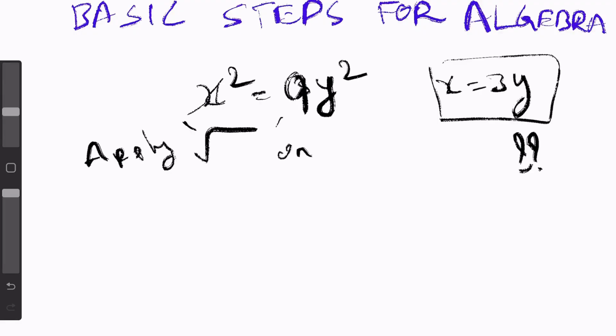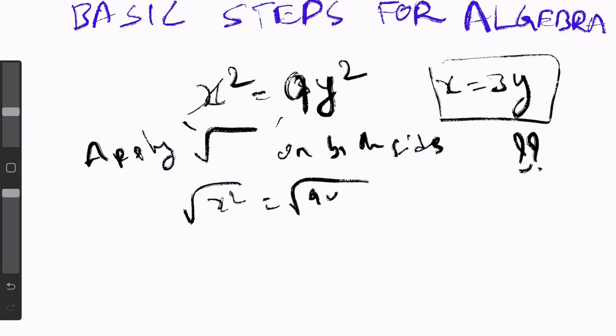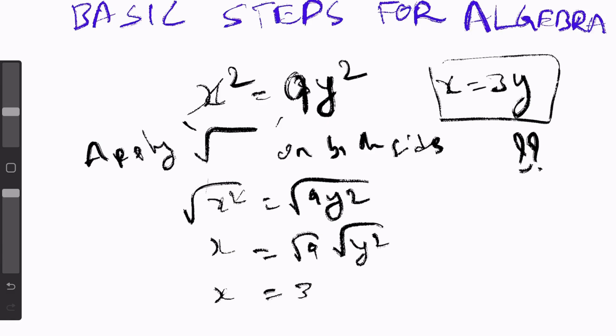Applying square root on both sides, LHS becomes square root of x square equals square root of 9y square. Root and square get cancelled and we get x equals square root of 9 and square root of y square. So x equals 3 into y. So this is what we get.